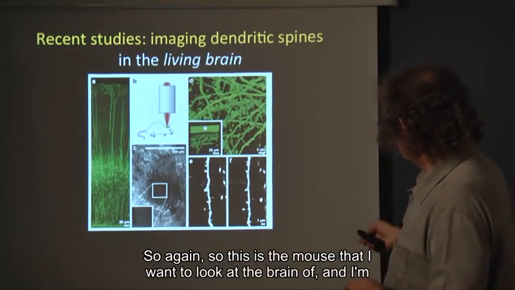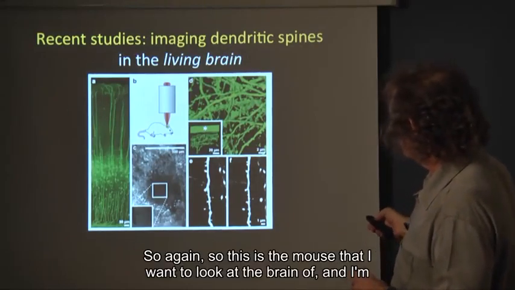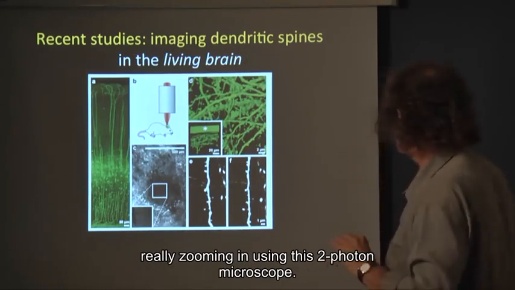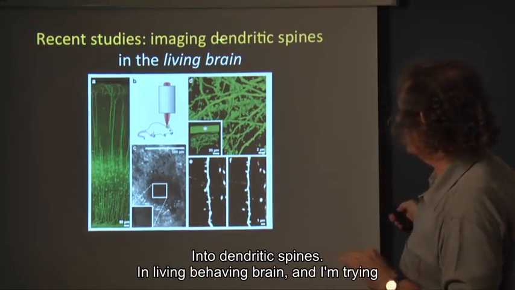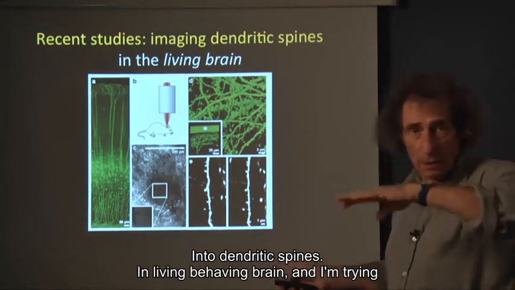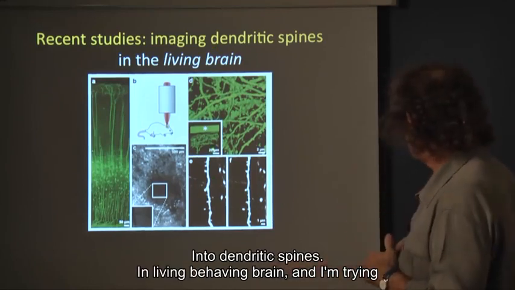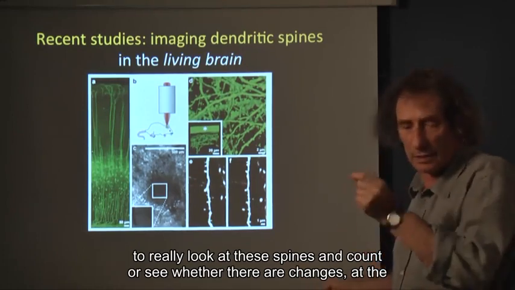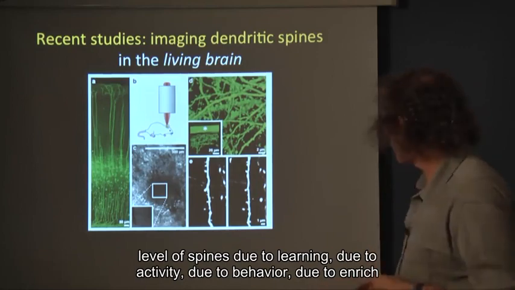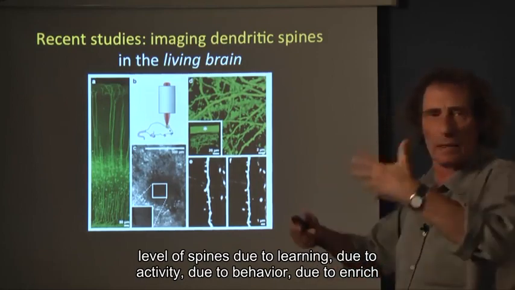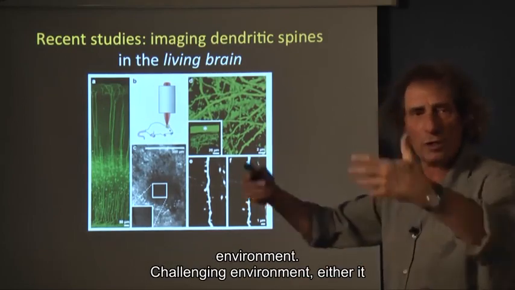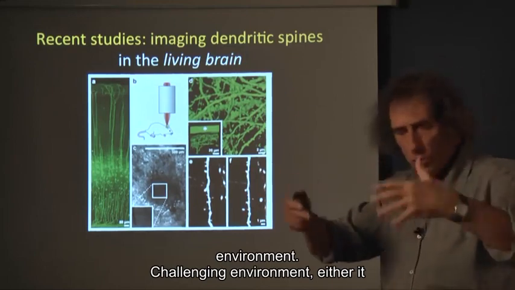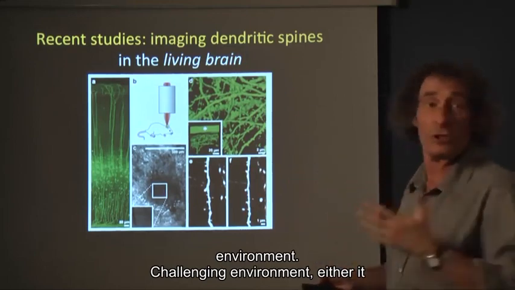So again, this is the mouse that I want to look at the brain of, and I'm really zooming in using this two-photon microscope into dendritic spines in living, behaving brain, and I'm trying to really look at these spines and count or see whether there are changes at the level of spines due to learning, due to activity, due to behavior, due to enriched environment, challenging environment. Are there changes or not?